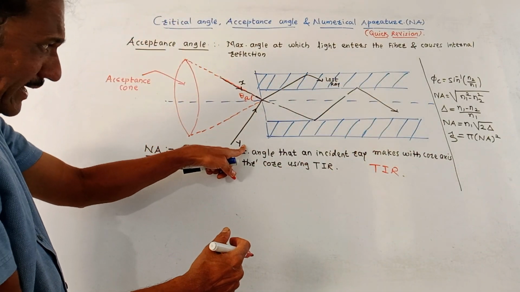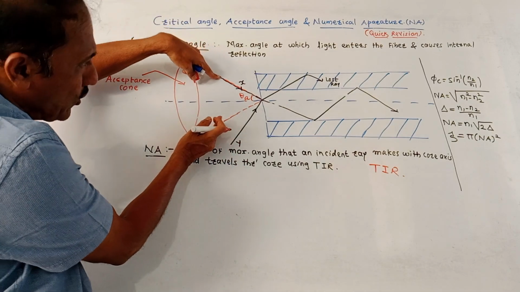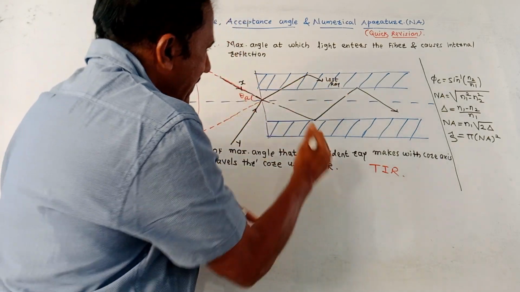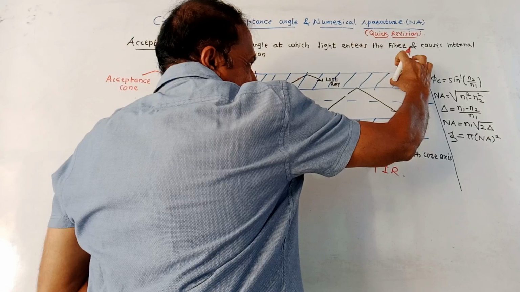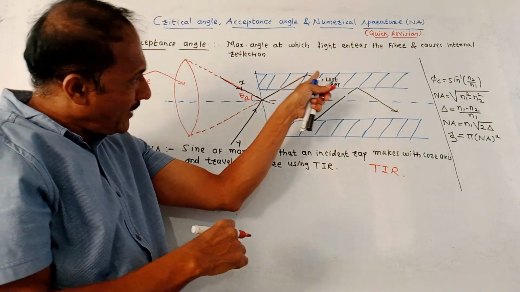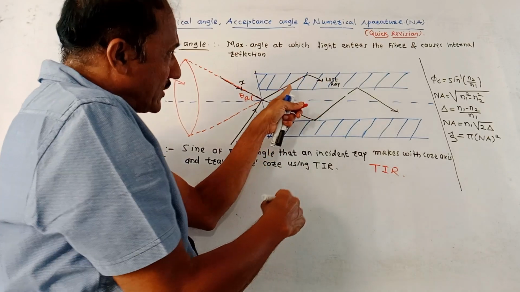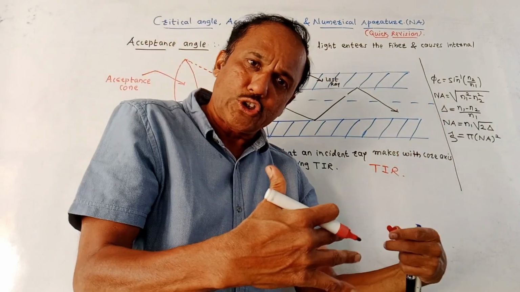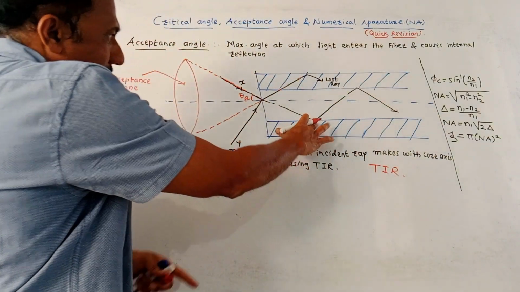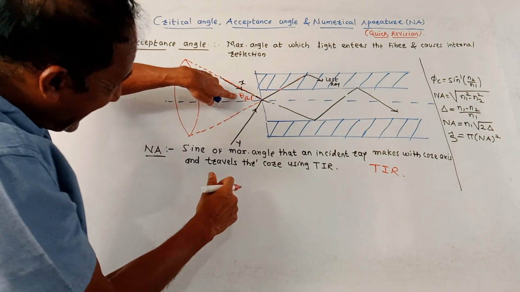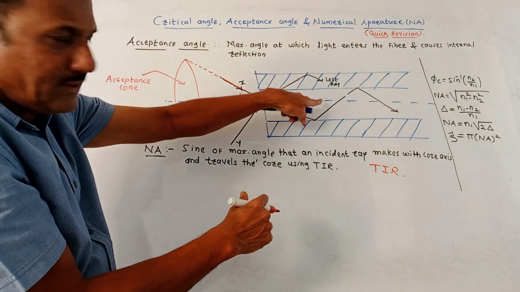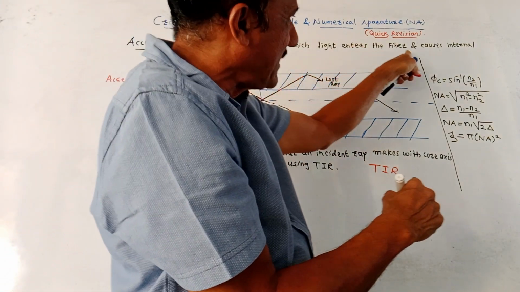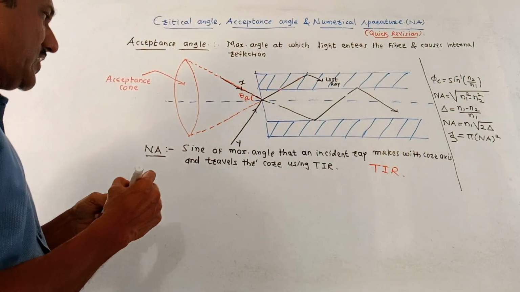Consider another light ray Y. It is not in this acceptance cone. So this light ray enters the core layer, but it will not cause internal reflection. It will enter the cladding layer, and eventually this light ray will be lost. So this is of no use. What we want is that the light ray should cause total internal reflection inside the optical cable. So theta A is the limiting angle. Any angle greater than theta A will not cause internal reflection. So the acceptance angle is the maximum angle at which light enters the fiber and causes internal reflection.